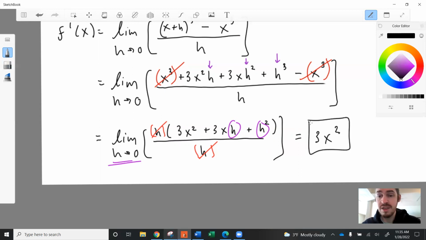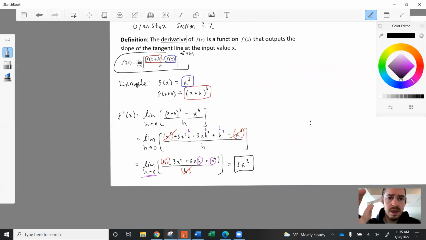Just that. So like I said, the final answer here is an expression, an algebraic expression. It's a function. This is the function f prime of x, okay?